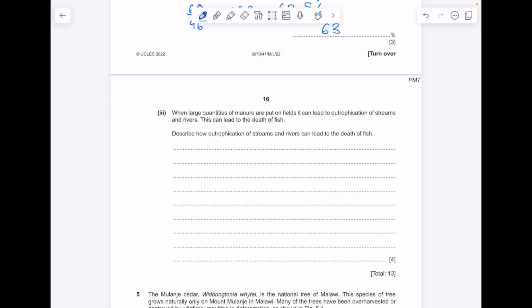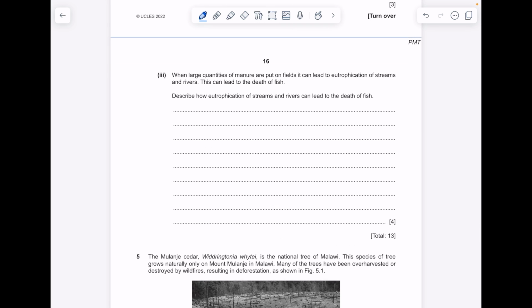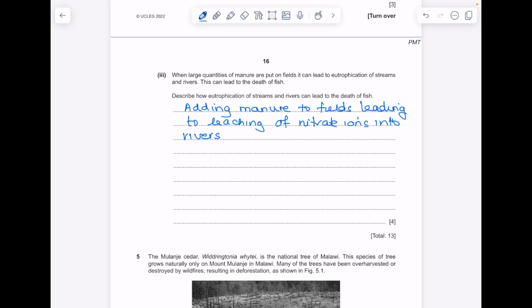When large quantities of manure are put on fields, it can lead to eutrophication of streams and rivers. This can lead to the death of fish. Describe how eutrophication of streams and rivers can lead to the death of fish. So what happens is that adding manure to fields leads to the leaching or washing of nitrate ions into rivers. What sort of plants are in the rivers that will really benefit from that? It's the algae.